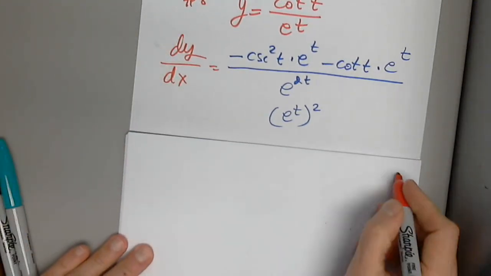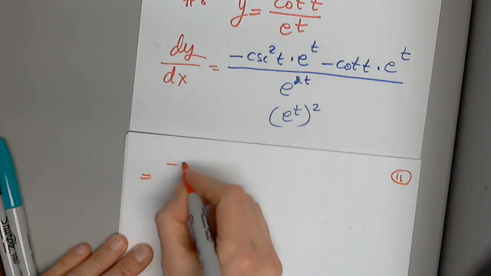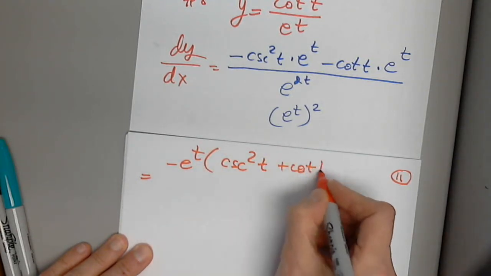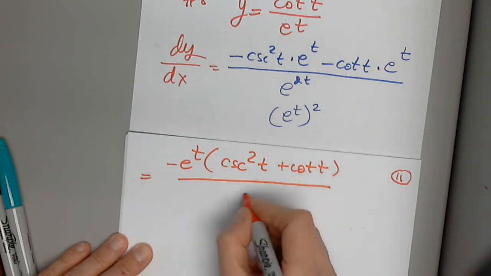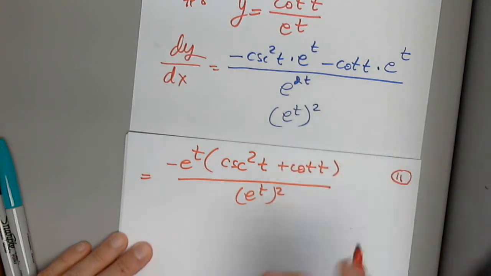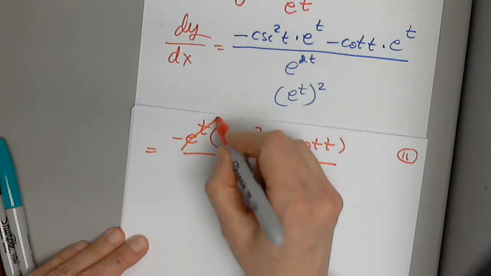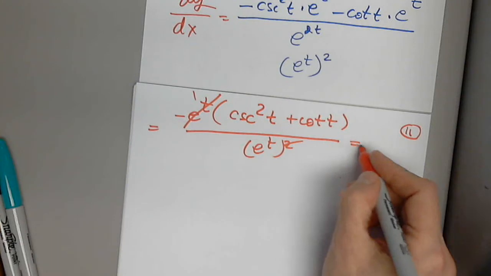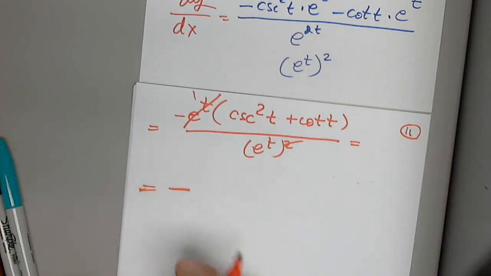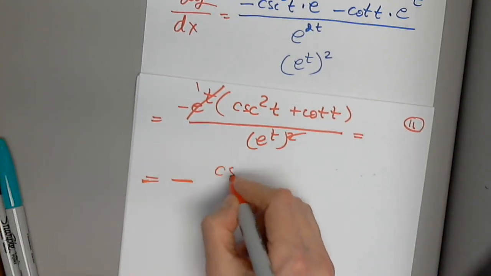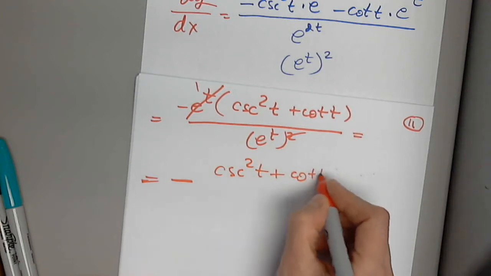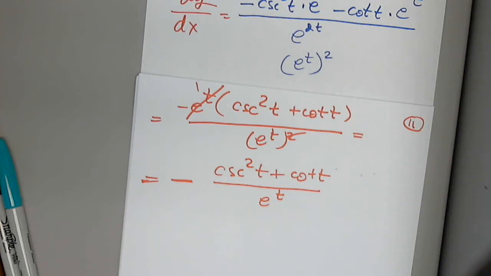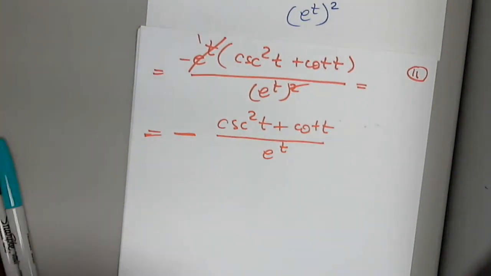So this will be a negative e to t, cosecant squared t plus cotangent t over e to t. It's up to you, either one. And then I will simplify one of these with one factor in the denominator. So now negative stays outside, and cosecant squared t plus cotangent t over e to t. And that's the final simplified form.